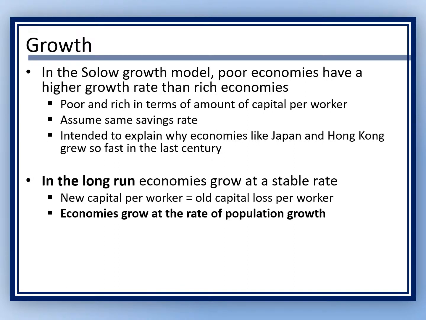Right. In the long run, in the Solow growth model, economies grow at a stable rate. That means that the new capital per worker just offsets the old capital loss per worker. So that doesn't mean the economy is not growing. It just means that it's not growing per person. The economy as a whole can still be growing due to population growth, right?